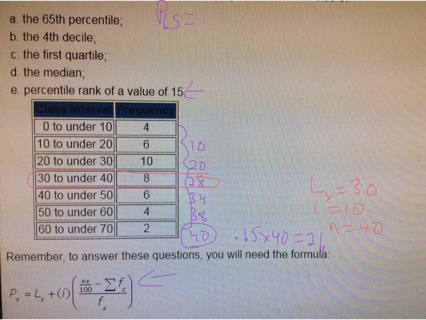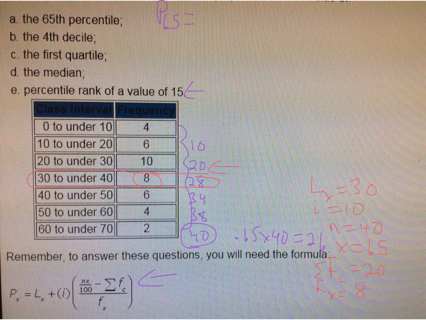X is the value of the desired percentile, so all that means is we're finding the 65th percentile, so 65 is x. The sum of FC, that's the cumulative frequency below the class containing the x percentile. So that's going to be this figure right here. There were 20 data pieces so far before we got to that interval. And the last one is Fx, which is the number of observations in the class containing the percentile that we're looking for. So there are 8 observations in this class.